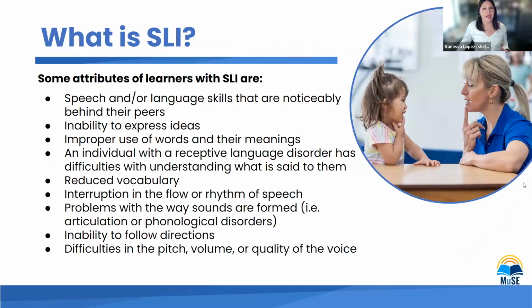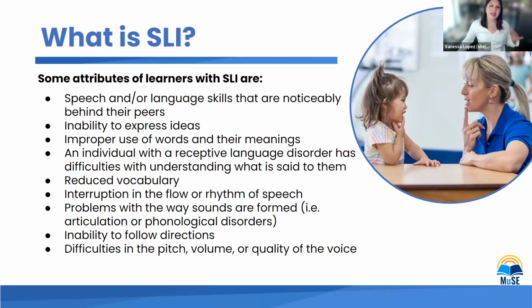Now, when we look at this slide here, as that points out how some of these attributes are manifested, I want you to think about English learners, and typically what our English learners' areas of need are when they come to our SST process and perhaps our pre-referral and our assessment process for special education services. So speech and or language skills that are noticeably behind their peers, an inability to express ideas, improper use of words and their meanings, receptive language disorders that may manifest with difficulty understanding what is said to them, and so on and so forth.